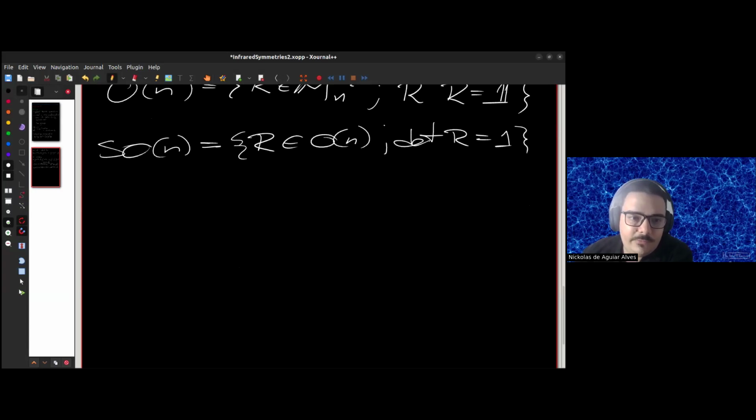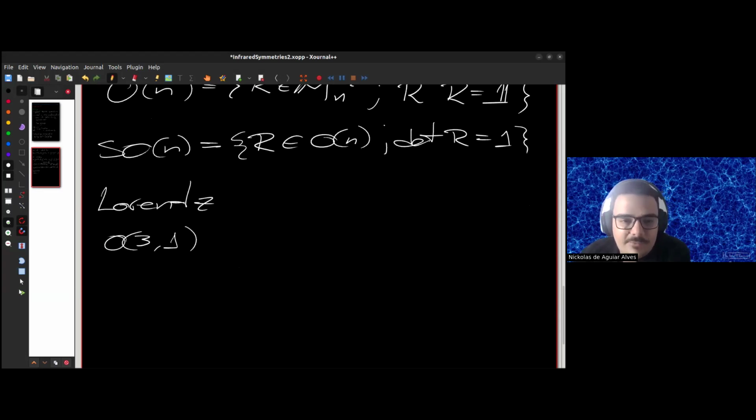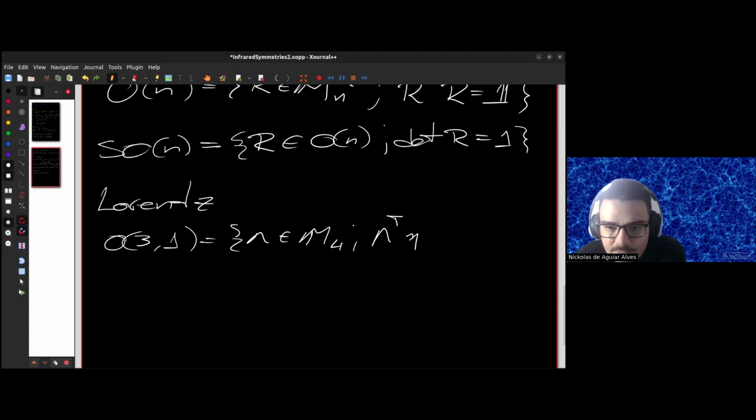Also of interest for us was the Lorentz group, both the general Lorentz group and the restricted Lorentz groups. So the full Lorentz group is a pseudo-orthogonal group, which means that you now have one dimension, one direction that is different from the other ones. So the way we defined it was that it was composed by matrices lambda, which were 4x4 matrices, and they satisfied this condition here, where eta is a matrix representing the Minkowski metric.